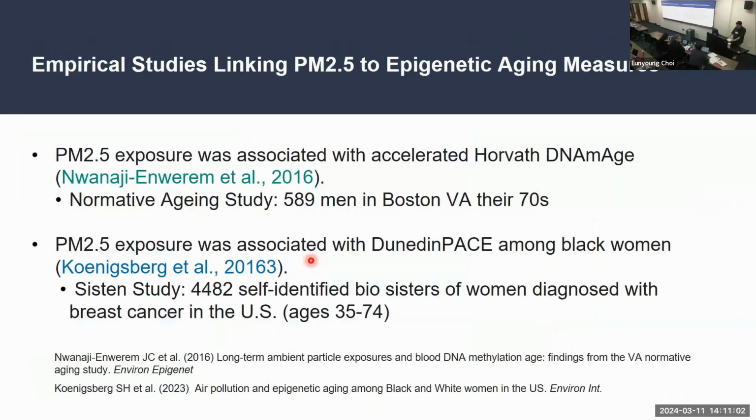Since PM2.5 is linked to many age-related diseases and conditions, it's reasonable to assume that it is associated with fundamental aging mechanisms at the molecular level, like DNA methylation. Some previous studies did find an association between PM2.5 and DNA methylation-based epigenetic aging measures, for example, accelerated Horvath age and DunedinPACE. But as you can see, their samples have limited representativeness. That means we can potentially contribute to the literature by using the HRS CDR, for our sample is representative of community-dwelling older Americans.